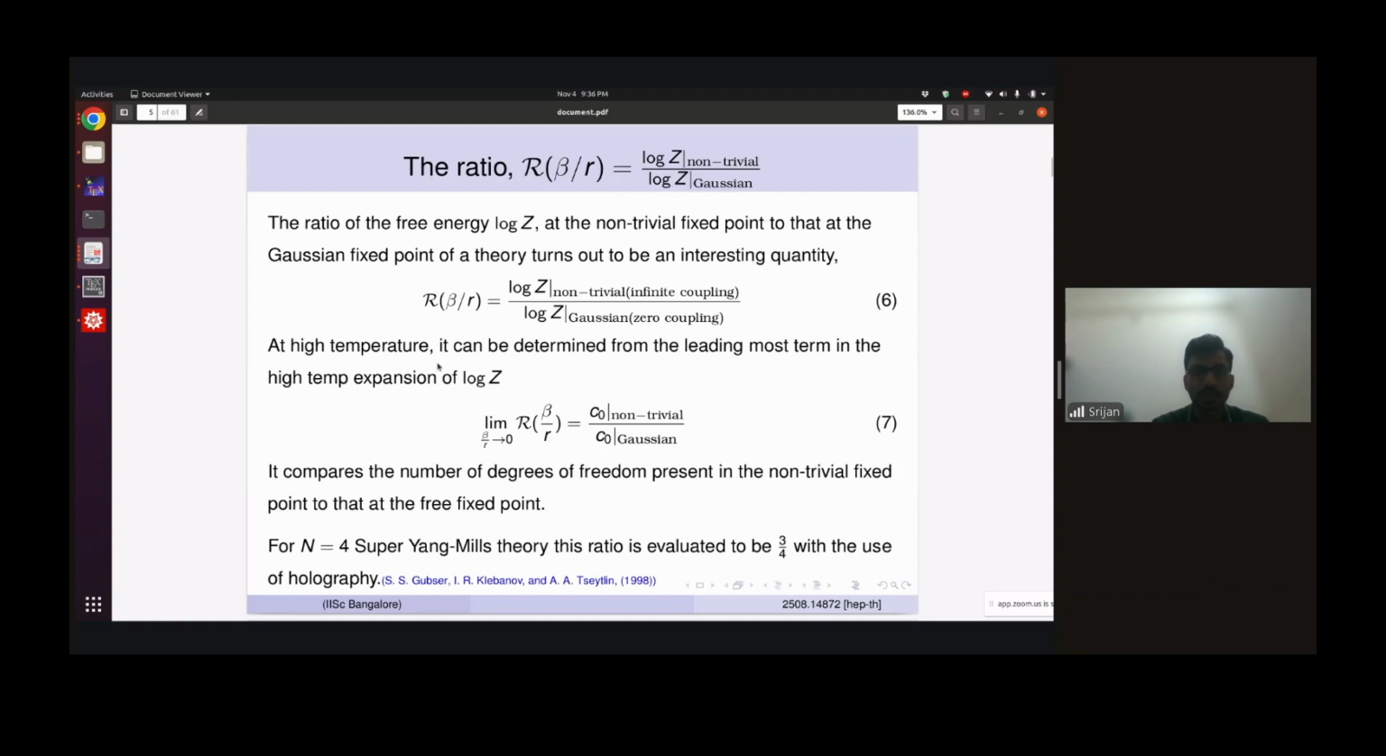So that can be just evaluated from this C0, okay. And now, for example, in N equal to 4 super Yang-Mills theory, this ratio in the limit beta by r going to 0 is evaluated to be 3 by 4, and in the strong coupling limit you have to take help from the holography.